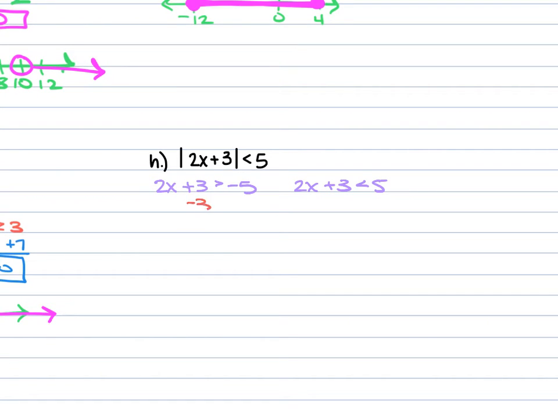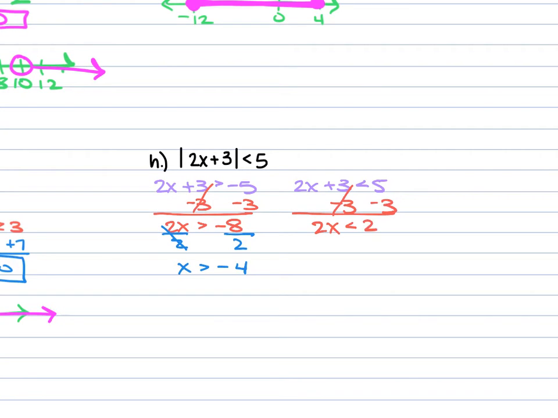So from here, subtract the 3 on each side. We have 2x is greater than negative 8. Divide each side by 2. So x is greater than negative 4. For the other, subtract the 3 from each side. So 2x is less than 2. Divide each side by 2. X is less than 1.